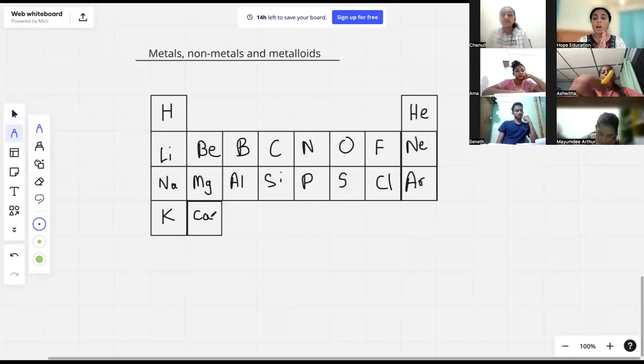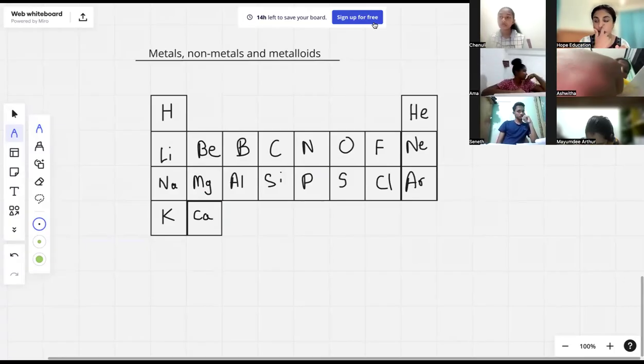Now in the periodic table, which parts are we trying to classify? Metals. What are metals? What are non-metals? And what are metalloids? Right? I will discuss separately what metals, non-metals and metalloids are. But first of all, we will identify these in the periodic table.